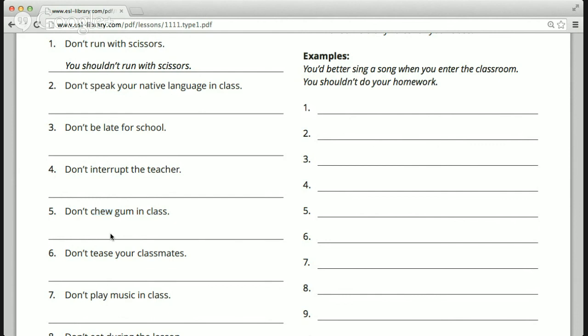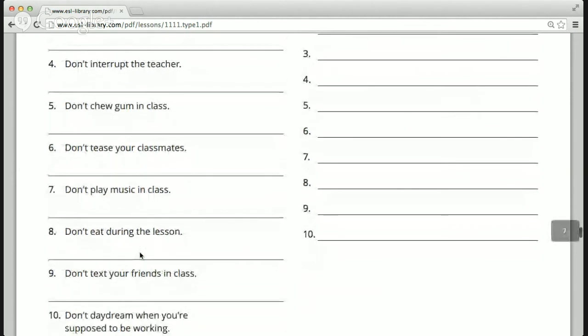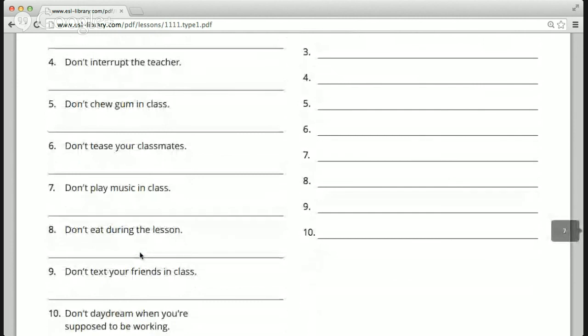Okay, let's see here. Number 6, Salvatore. Don't tease your classmates. You shouldn't tease your classmates. Good, good. Tala, number 7. Don't play music in class. You shouldn't play music in class. Okay, good. Amparo, number 8.